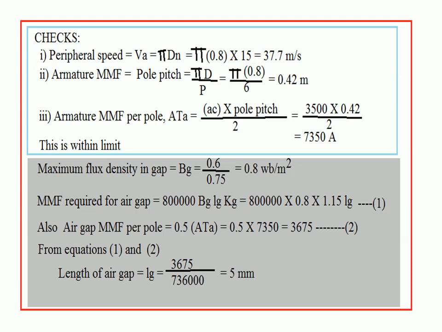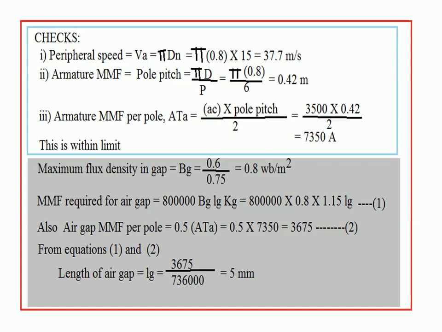Number 2, pole pitch equal to pi D by P, which gives 0.42. Next you go for armature MMF per pole, ATa, which is equal to specific electric loading into pole pitch divided by 2. Hence you are getting the value 7350. So all these values are within the specified limits as given in the problem's earlier conditions. All these checks you have to make. This only carries some 3 to 4 marks.